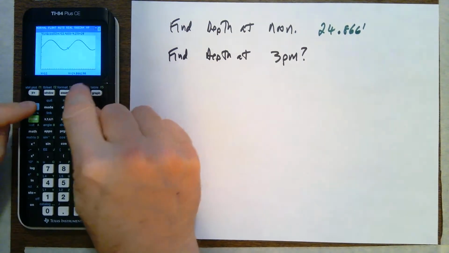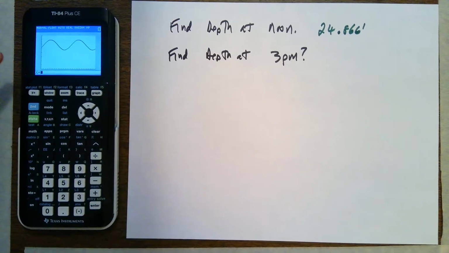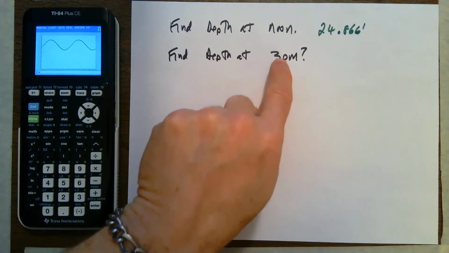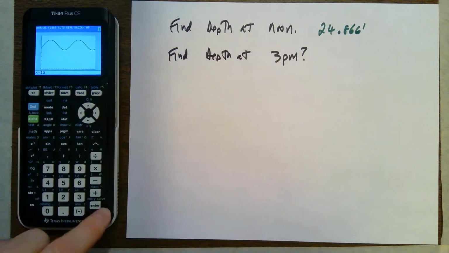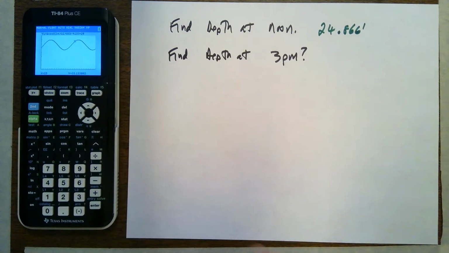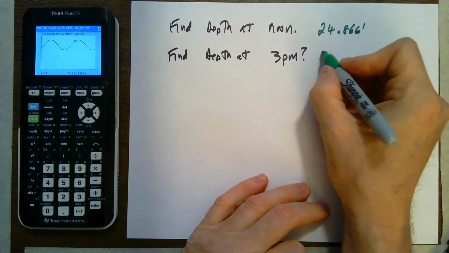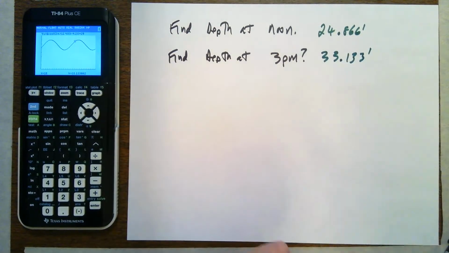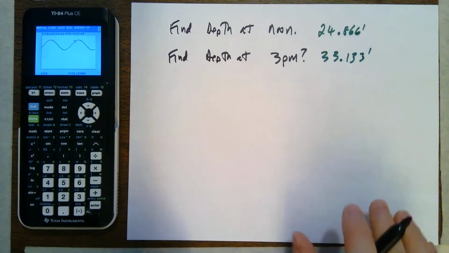All right, again, I'm going to trace or G-solve value, but be careful, what do I put in? If I put a 3 in here, what would I really be calculating? I would really be calculating the depth of the water at 3 a.m. If I want 3 p.m., I'm going to have to put in 15 o'clock and find out that the depth of the water is 33.133 feet.